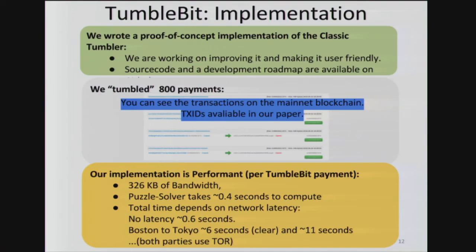So our implementation is performant. It only consumes 326 kilobytes of bandwidth. Most of the time is spent on the puzzle solver protocol, and if you run TumbleBit on the same machine, like with the server and everything, it only takes 0.6 seconds. If we run the server in Tokyo and both Alice and Bob in Boston, it would take 6 seconds, and if you run them through Tor, it would take 11 seconds.